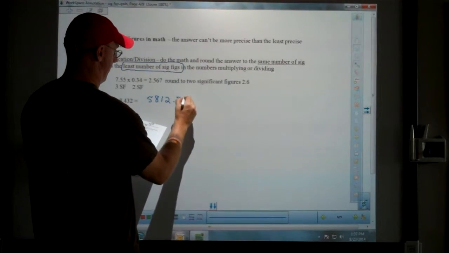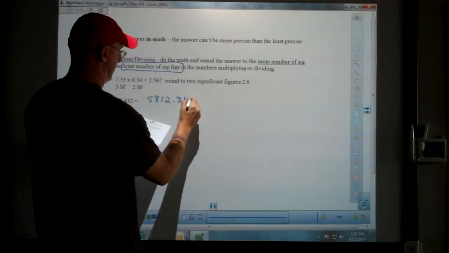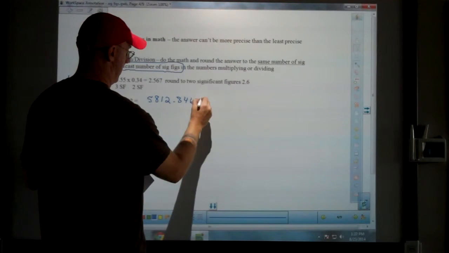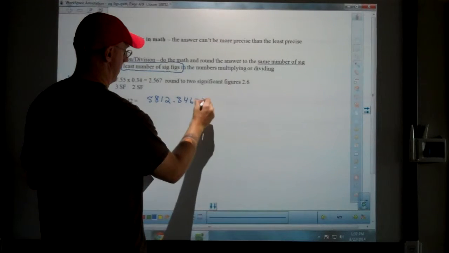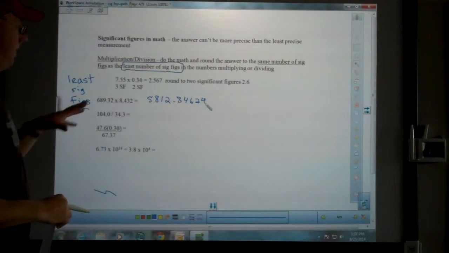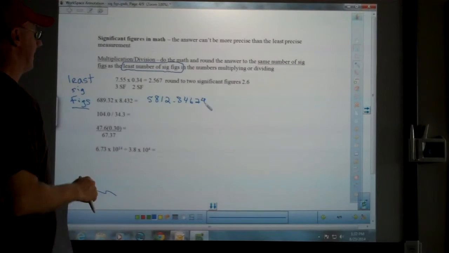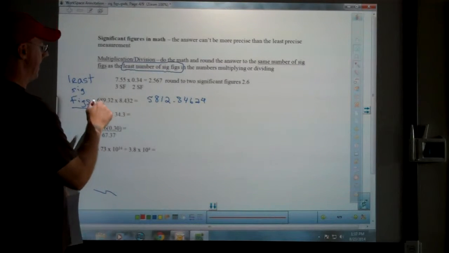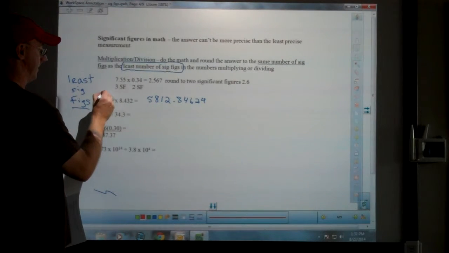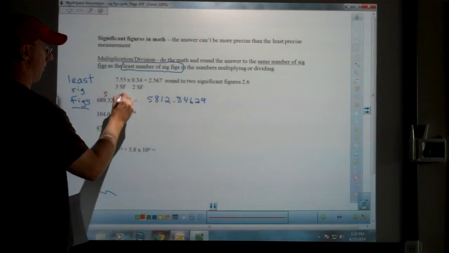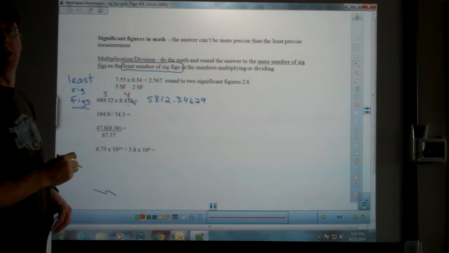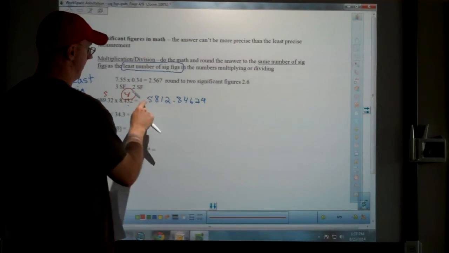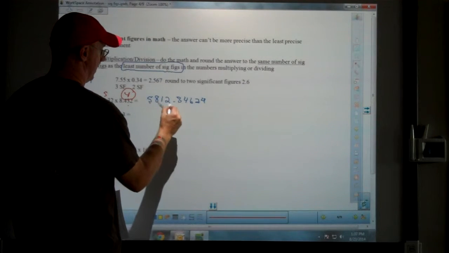5812.3, 4, 6, 2, 4. There we go, 4 in there. So when you're multiplying or dividing, you take a look at the number of significant digits in the numbers you're dealing with. So 689.32 has 5 significant digits. 8.432 has 4 significant digits. So you want to go to least number, because that's the number you're least confident in. So your answer needs 4. So you start over from the left, go over 4 places, 1, 2, 3, 4. So we're going to round to that spot.